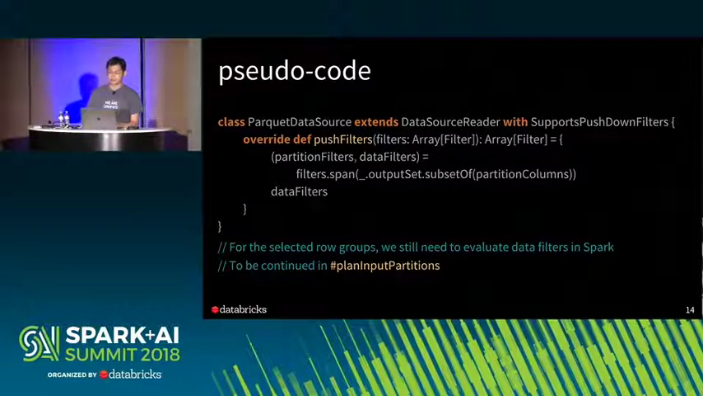The other one is data filter. We can only use them to skip row groups. Not all the city column values are San Francisco in our selected row groups. So we need to evaluate again.